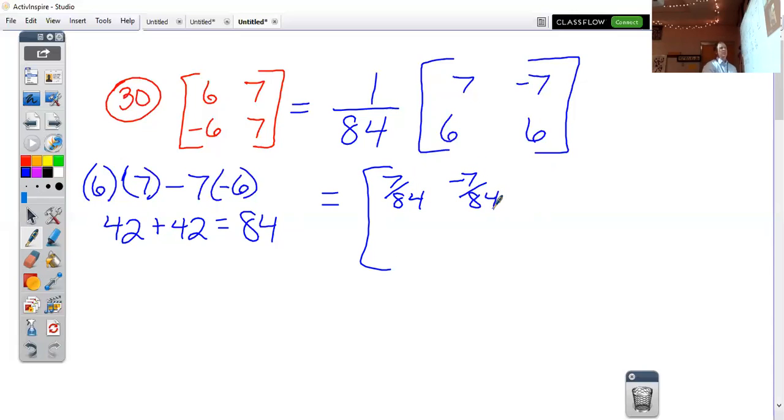6 over 84 reduces to 3 over 20, no, 3 over 42. No, that's even more. 6 must go into 84. What is 6 over 84? That'd be 3 over 42, which would be 1 over 14.